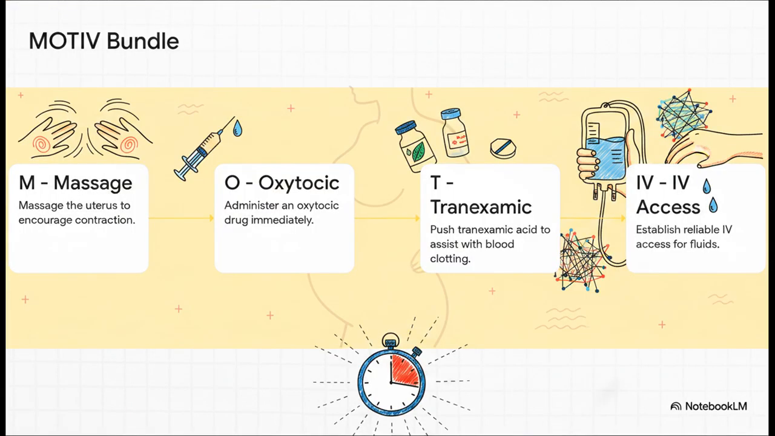Now, for pregnant women, the stakes are equally high. If a mother experiences postpartum hemorrhage, which is massive bleeding after giving birth, the protocol triggers what's called the MOT bundle. It is a strict, non-negotiable 4-step action plan. Massage the uterus, administer an oxytocin drug, push tranexamic acid to help her blood clot, and establish IV access. And the most critical part of this whole shebang, the manual explicitly states this entire bundle must be fully executed within 15 minutes to save her life.